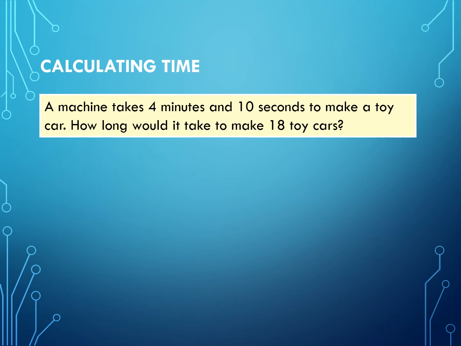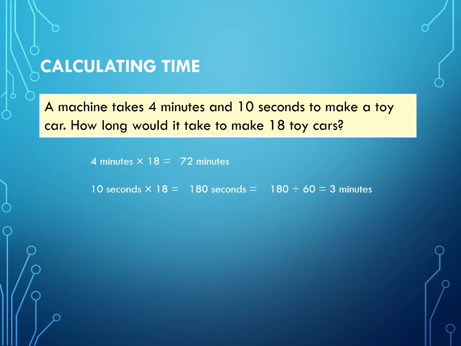That's pretty simple, straightforward. First thing that we do, we try and find out for 18 cars, how many whole minutes is that? So 4 times 18 is 72 minutes. Then we've got the seconds. So 18 times 10 seconds is 180 seconds. Now we know that there are 60 seconds in a minute. Therefore, how many minutes is 180 seconds? Simple. 180 divided by 60 equals 3 minutes.